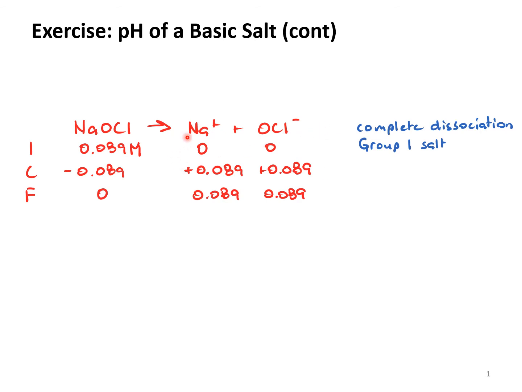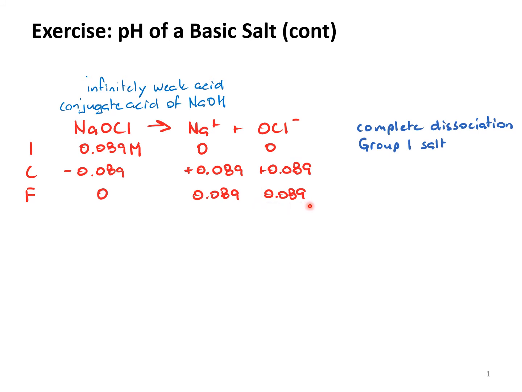Now, taking a look at the ions present, we see that sodium is the conjugate acid of the strong base sodium hydroxide, and therefore sodium plus 1 is an infinitely weak acid. And therefore sodium plus 1 is neutral and does not contribute to the acid-base properties of the solution. Next, looking at hypochlorite, we can see that it is the conjugate base of the weak acid, hypochlorous acid, and therefore hypochlorite is a weak base. So this essentially comes down to a weak base problem.